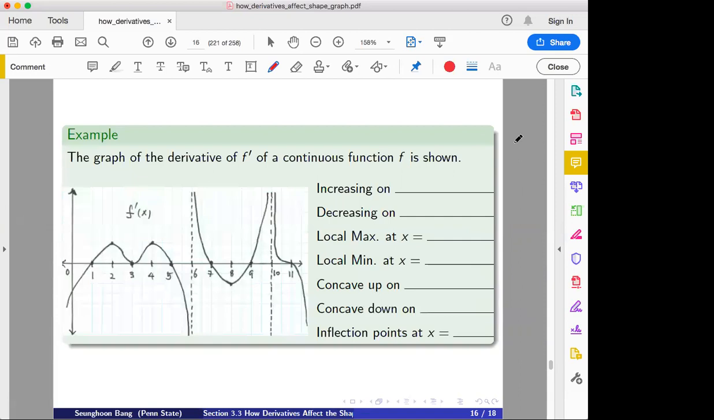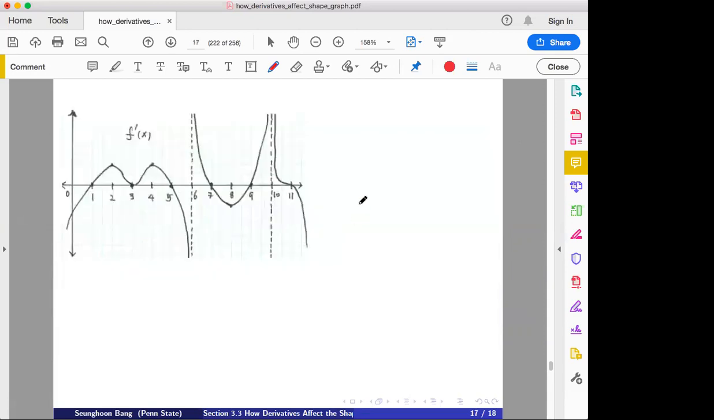First, we think about decreasing, increasing, local maximum, and local minimum. So here, this graph is given. How can you check increasing or decreasing? F prime of x is given. How can you know if the graph of f is increasing or decreasing? Do you have any idea from f prime of x?